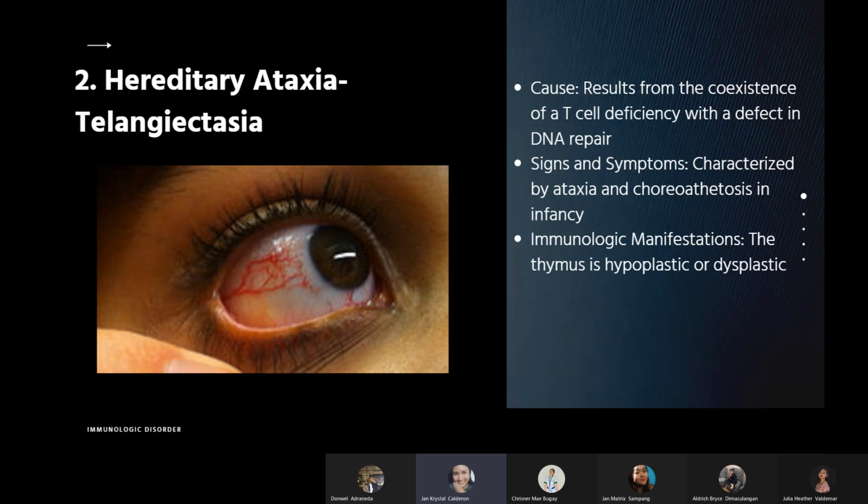Signs and symptoms are characterized by ataxia and choreoathetosis in infancy. Ataxia means it affects the patient's coordination, balance, and speech, while choreoathetosis is a movement disorder. During infancy, numerous telangiectasias occur on exposed oculocutaneous surfaces, as seen in the picture. And for immunologic manifestations, the thymus is hypoplastic or dysplastic. Next.